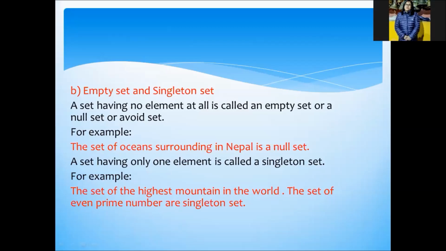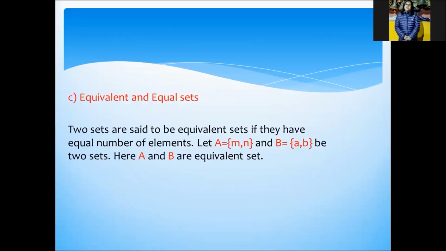Now, next point, equivalent and equal sets. Two sets are said to be equivalent sets if they have an equal number of elements. Let A be {m, n} and B be {a, b}, two sets. Here A and B are equivalent sets because they have the same number of elements, but the elements are not the same.